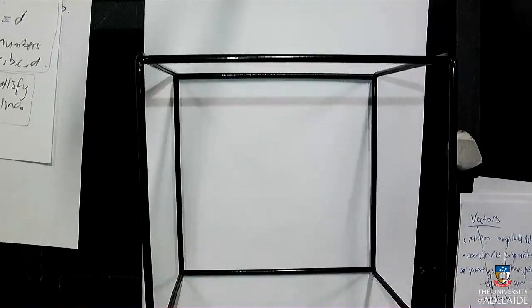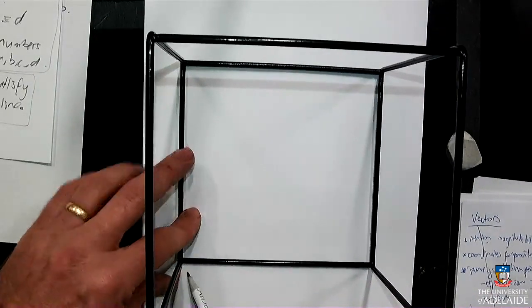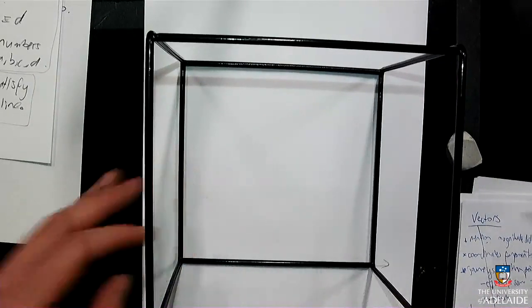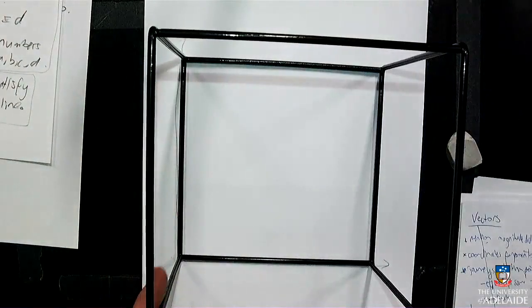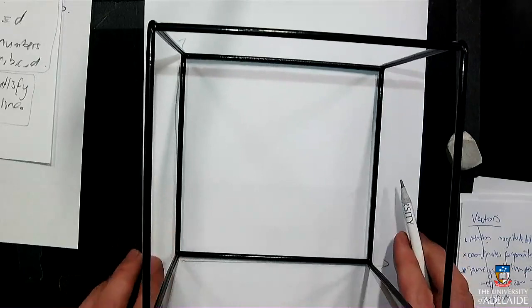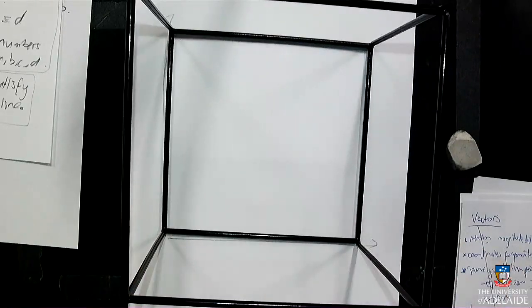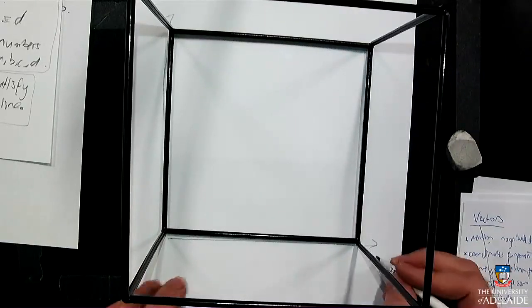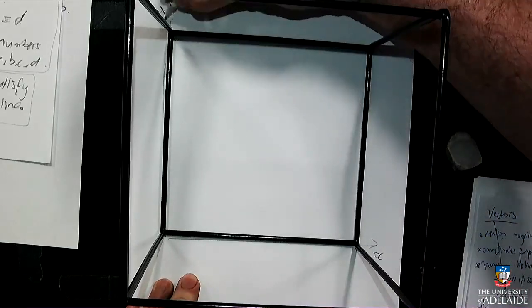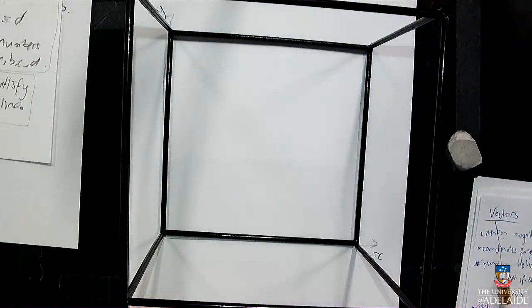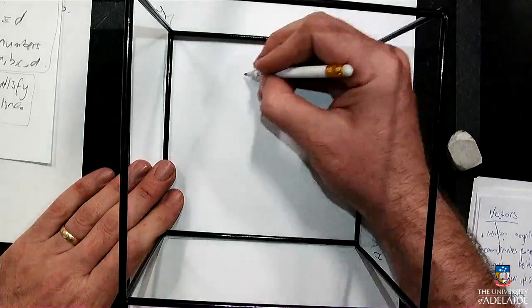Here's my 3D. This is going to be my x-axis here, going that way. It's going to be my y-axis here, going that way. And this is going to be my z-axis up here. We're looking down onto it here. All right, well, let's try and draw this.